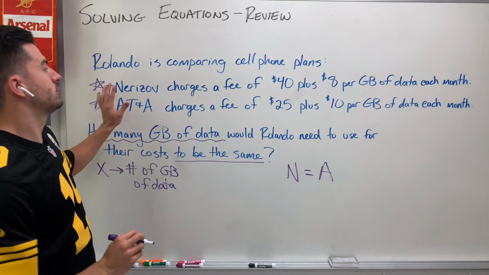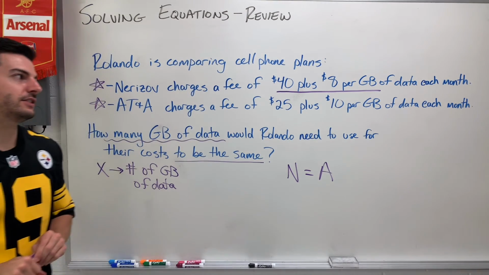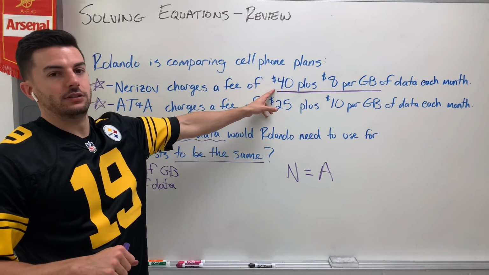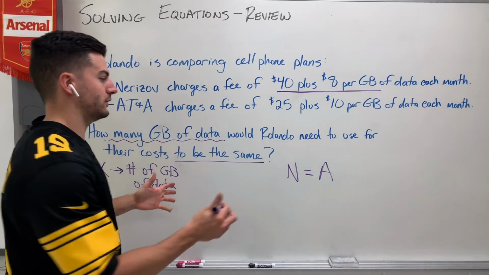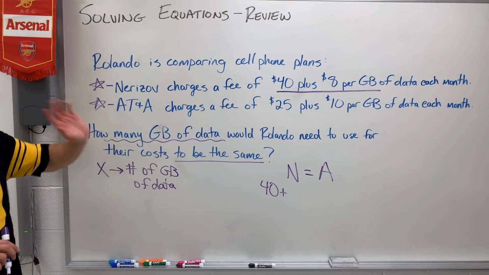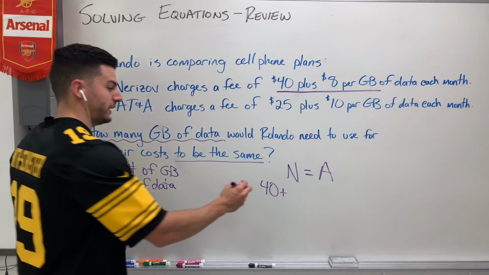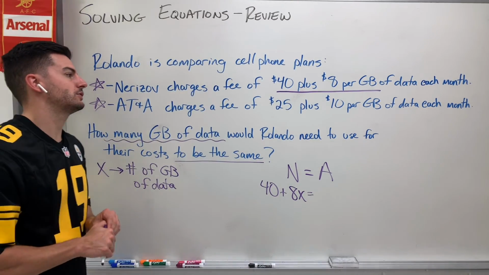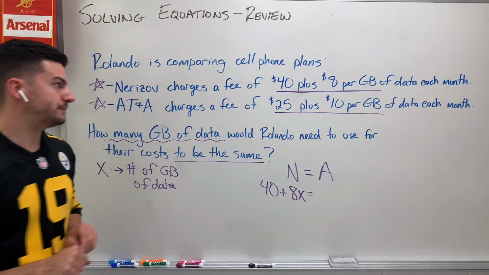Okay. So just looking at this first one, Narizov, $40 plus $8 per gigabyte of data. How could I set that up? $40. Does that $40 have anything to do with the X, gigabytes of data? No, it just says $40. So it's just going to be plain old 40. It won't have an X with it. And then $8 per gigabyte of data each month. Hey, that number has to do with my X value. So that's going to be plus 8X. So 40 plus 8X equals $25 plus $10 per gigabyte of data each month.